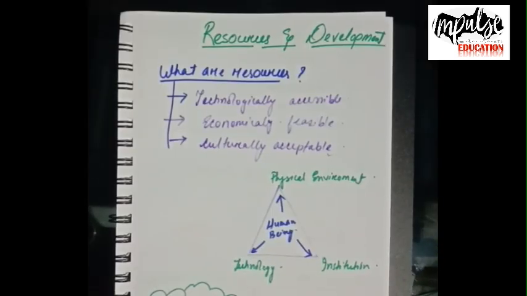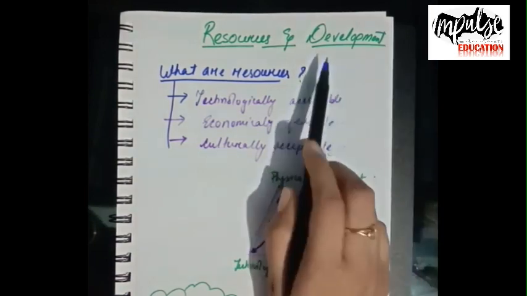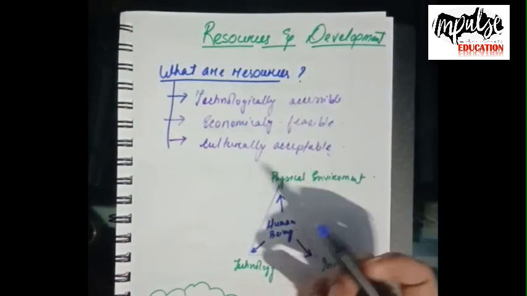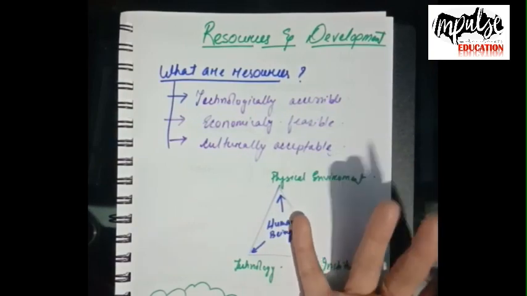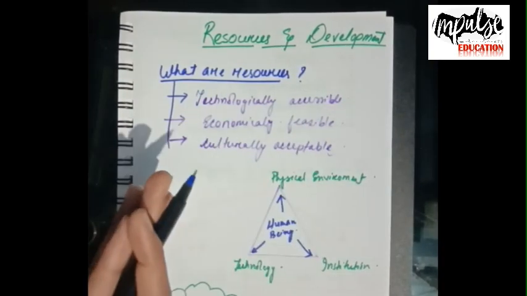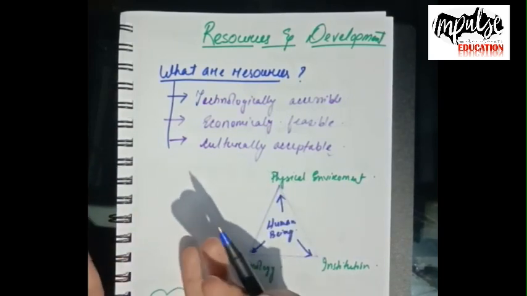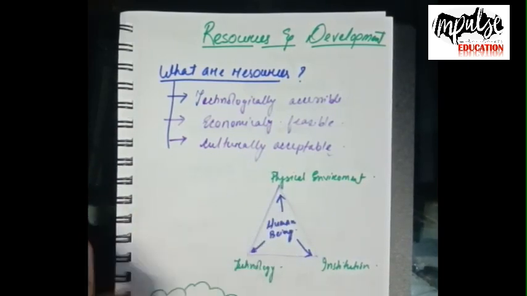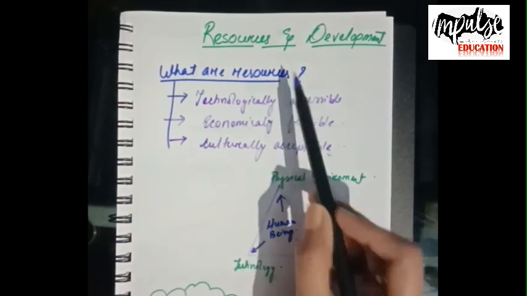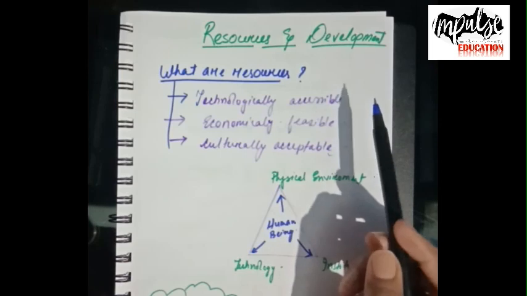Hi, I'll be starting with Geography Class 10 NCERT, Chapter 1, Resources and Development. In this chapter, we will learn how resources and development are related with each other and make our life worth living. First of all, let us try to understand what resources actually mean.